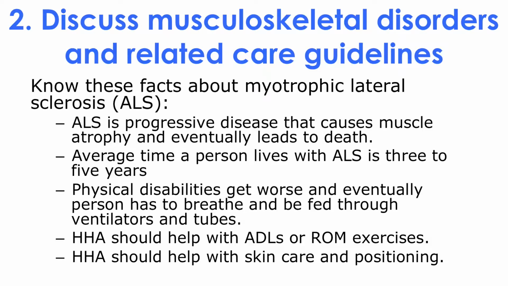All right, next we're going to talk about amyotrophic lateral sclerosis, also known as ALS. ALS is a progressive disease that causes muscle atrophy. Muscle atrophy means wasting. The muscle is wasting and eventually leads to death. The average time if a person is diagnosed with ALS is only 3 to 5 years. Physical disabilities get worse and eventually that person with ALS has problems breathing, and then eventually they will need a ventilator, and then eventually they're going to have to be intubated as well. And so once again, home health aides, homemakers, and home caregivers need to provide ADLs, activities of daily living, range of motion exercises, and also help with skin care and positioning for the client.